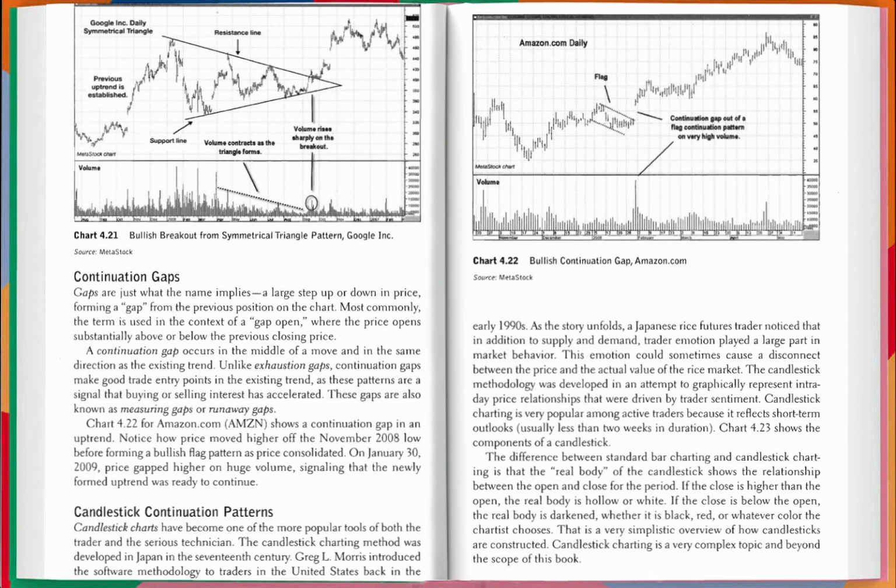The difference between standard bar charting and candlestick charting is that the real body of the candlestick shows the relationship between the open and close for the period. If the close is higher than the open, the real body is hollow or white. If the close is below the open, the real body is darkened, whether it is black, red, or whatever color the chartist chooses. That is a very simplistic overview of how candlesticks are constructed. Candlestick charting is a very complex topic and beyond the scope of this book.